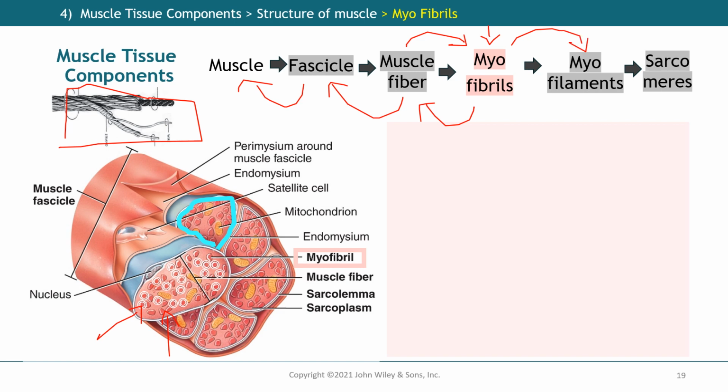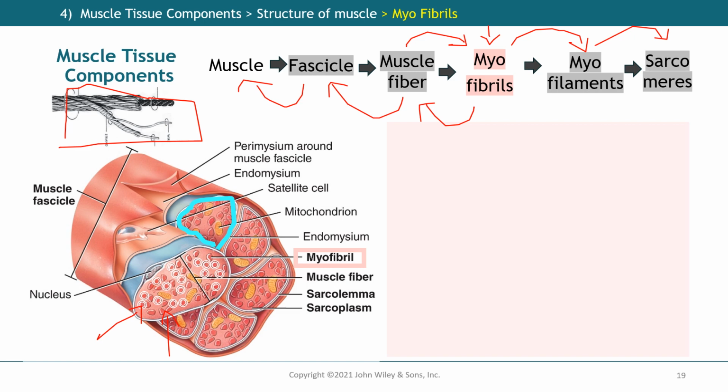So they are composed of thin and thick protein filaments, and those filaments are called myofilaments. They are primarily two, actin and myosin, the ones responsible for muscle contraction. The next level will be the sarcomere.